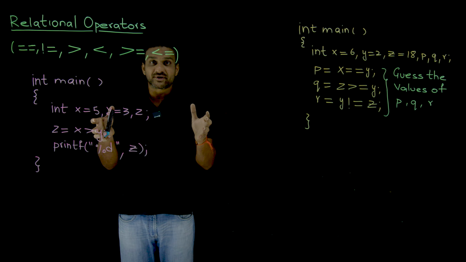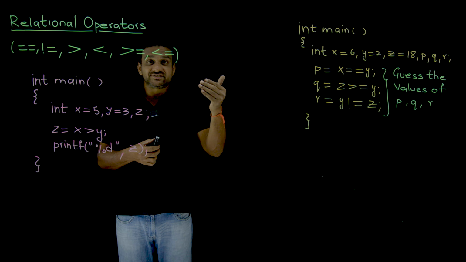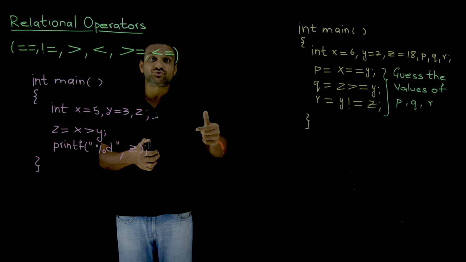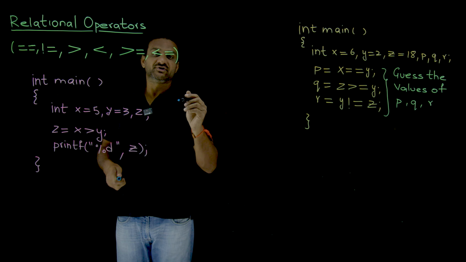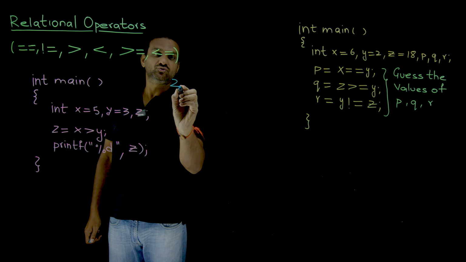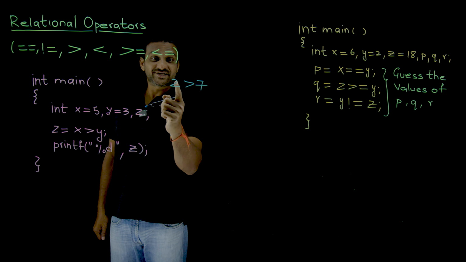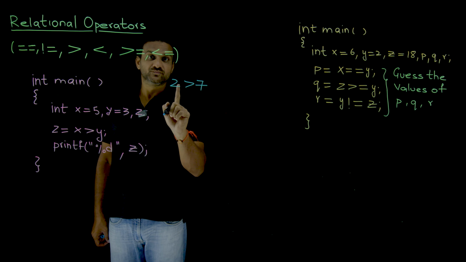Given two operands, we are going to compare those operands and decide whether the relationship between those two operands is true or not. For example, if you take 2 greater than 7, what is the relationship between these two? Is 2 greater than 7? No, it is not true.